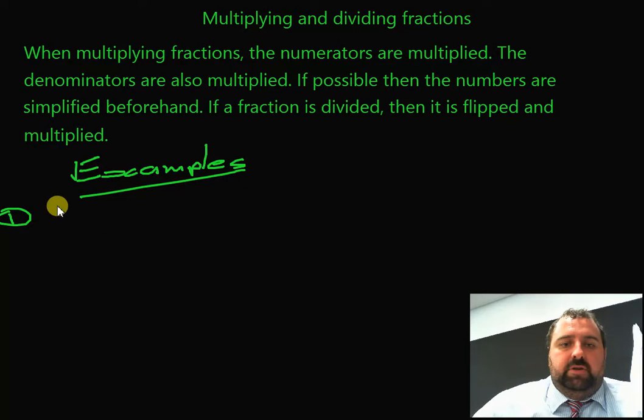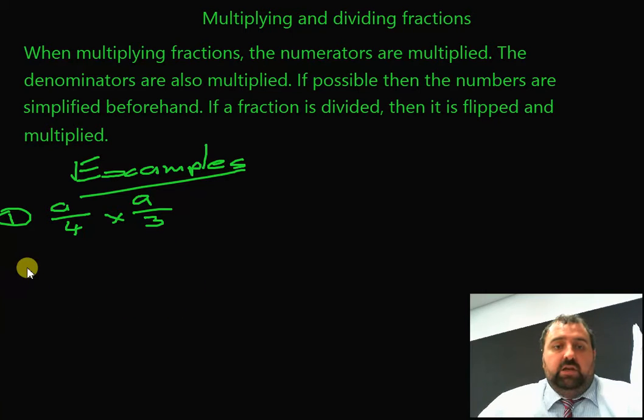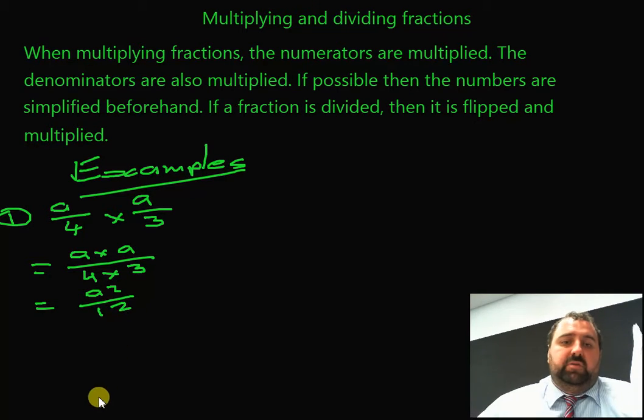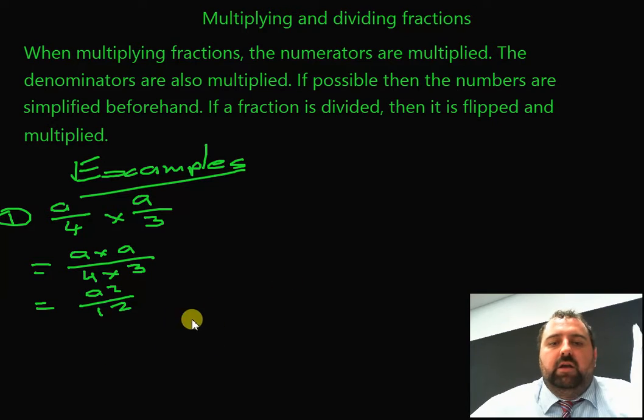Example 1, I'm going to look at a over 4 times a over 3. So the top line gets multiplied, so I do a times a, and the bottom line gets multiplied, so I do 4 times 3. So our answer is going to be a squared over 12. It's pretty easy, hey? All right, let's look at our next one.